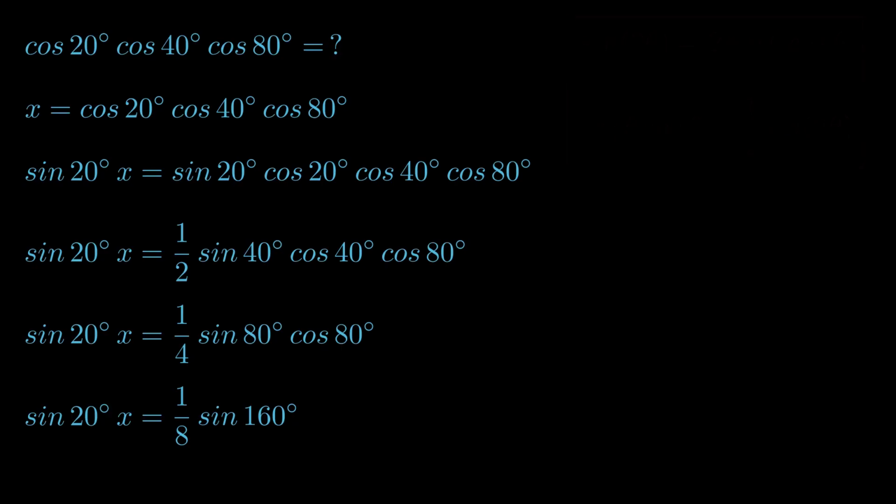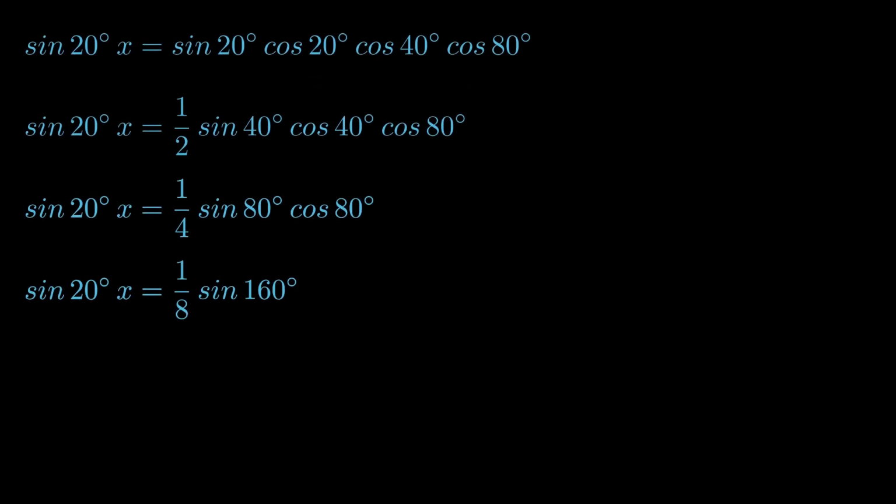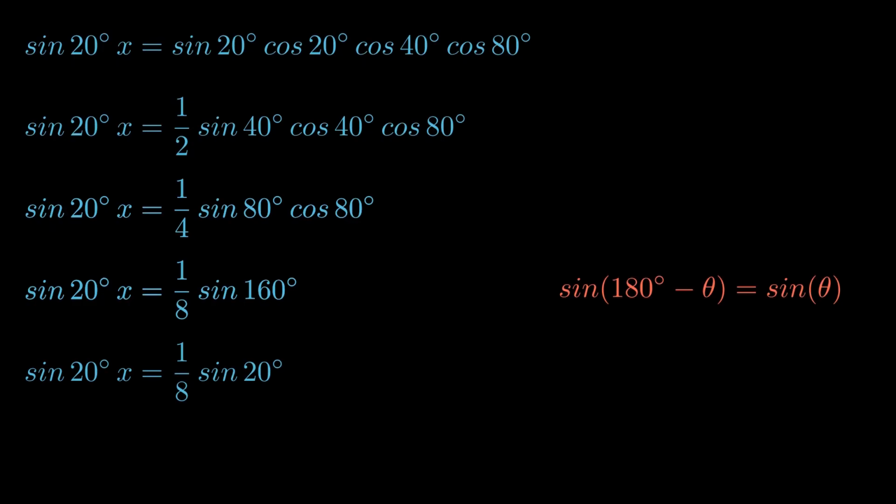Let's look at the sine of 160 degrees term on the right-hand side for a moment. There is a basic identity which states that sine of 180 degrees minus theta is equivalent to sine of theta. We can use this identity to rewrite sine of 160 degrees as sine of 20 degrees. The great thing about this is that we now have sine of 20 degrees on both sides of the equation. We can divide both sides of the equation by sine of 20 degrees, since sine of 20 degrees is non-zero, which leaves us with x equals 1/8.